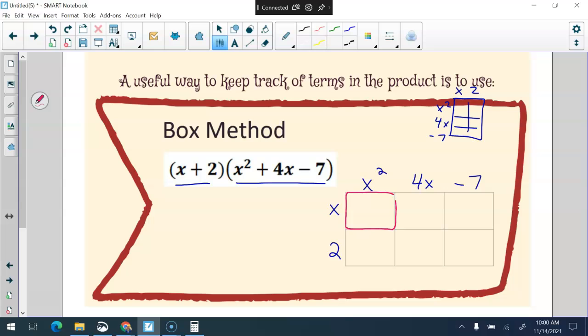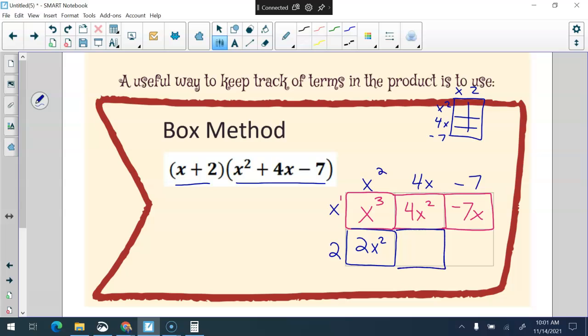X squared times x cannot be x squared. We have to add our exponents, x to the third. 4x times x is 4x squared. Negative 7 times x is negative 7x. Now that bottom 2 times x squared is 2x squared. 2 times 4x is 8x. And 2 times negative 7 is negative 14.